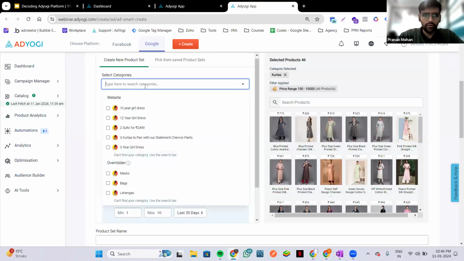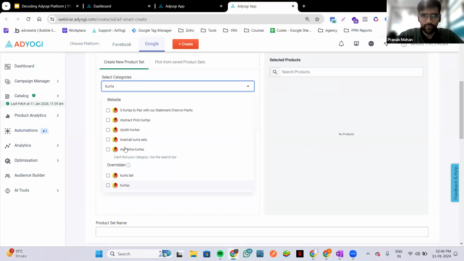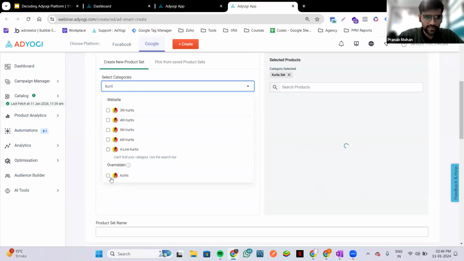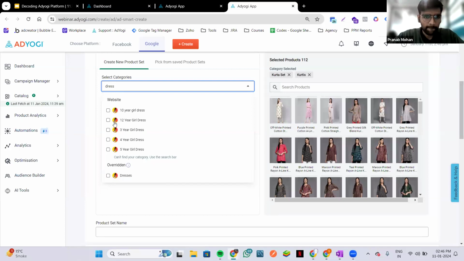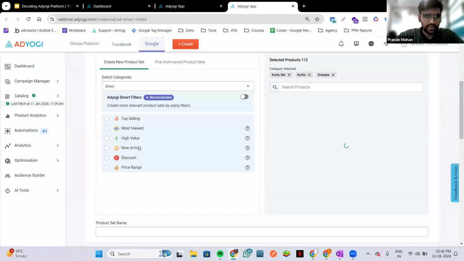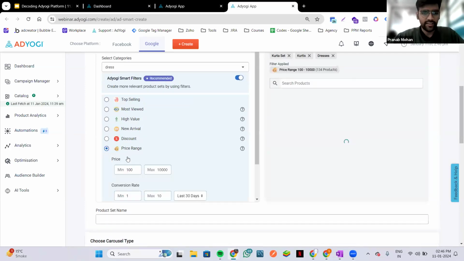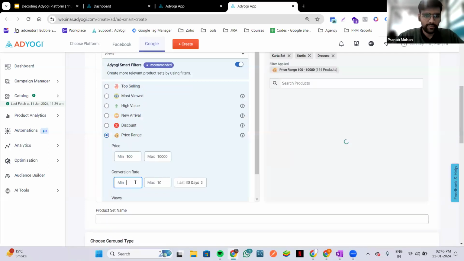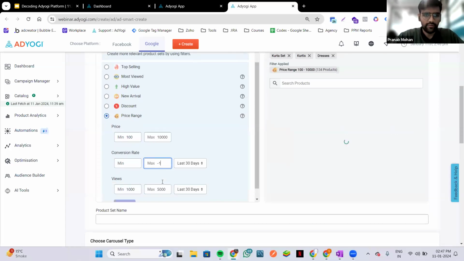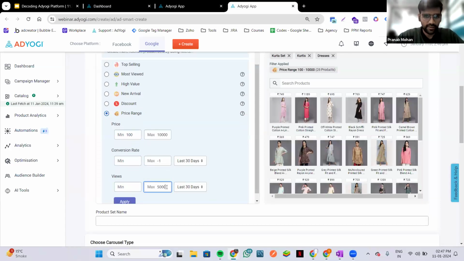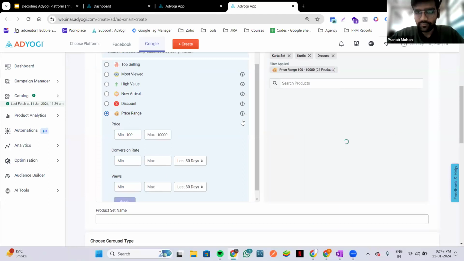And what I can do is remove this category and now select my low discovered, or let's say low performance, categories. So let me pick up my kurta sets, let me pick up kurtis, and let me pick up dresses. The moment I select dresses, let me enable the Adyogi filter. And again I'll go back to the price range, and let me just remove these so that I have clear visibility of the product segments, and click on apply.